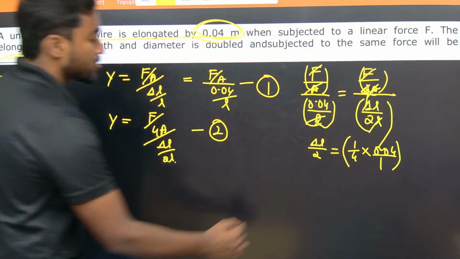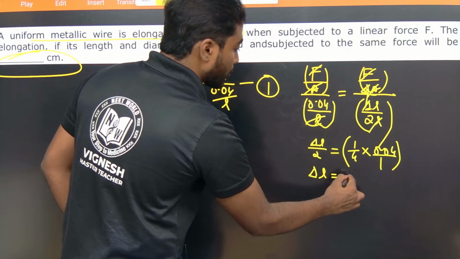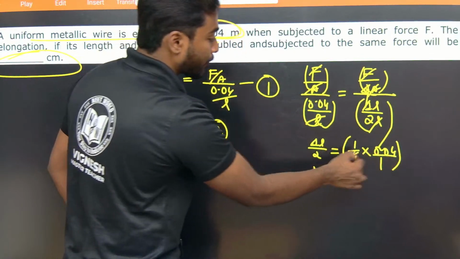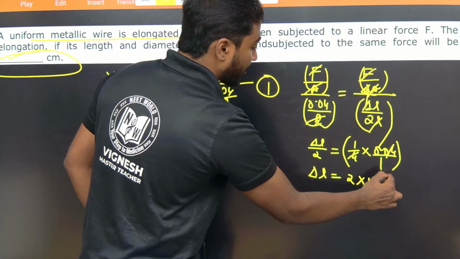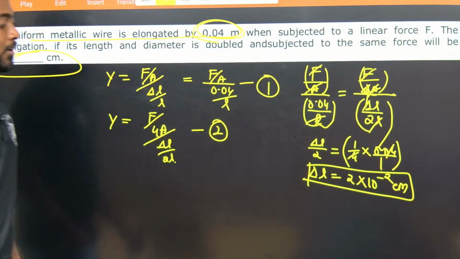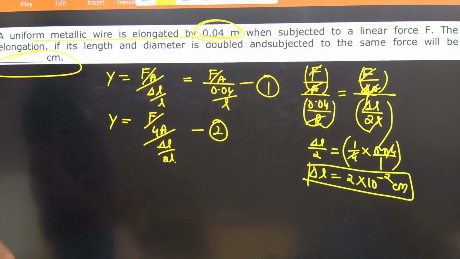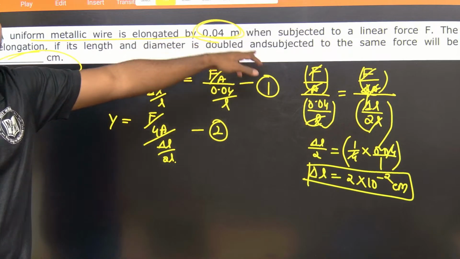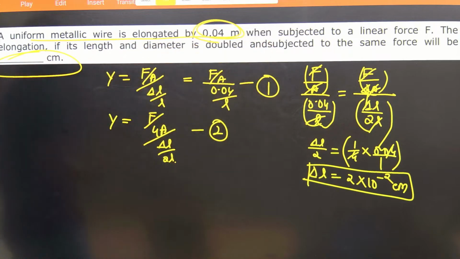So delta L will be equal to 2 into, so this is 10 power minus 2 I can write, and 4 will get cancelled, so 10 power minus 2 centimeter. So delta L is 0.02 centimeter, that's the answer when the diameter and the length are doubled and the same force has been applied.